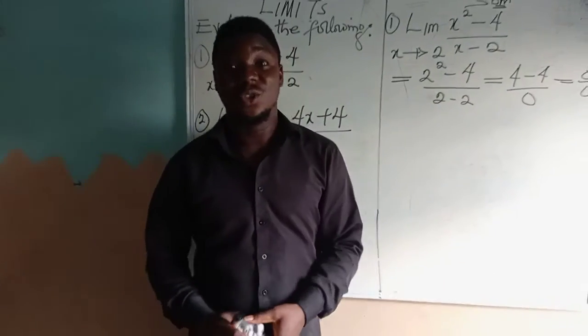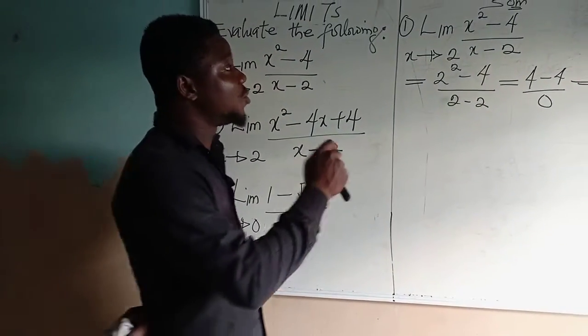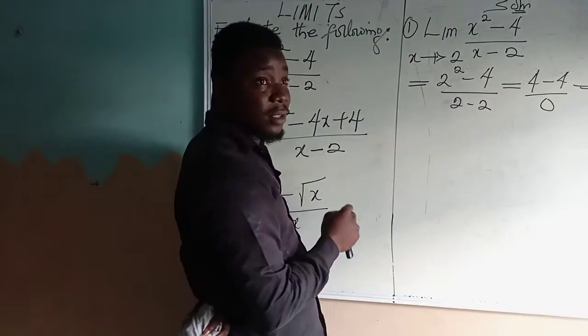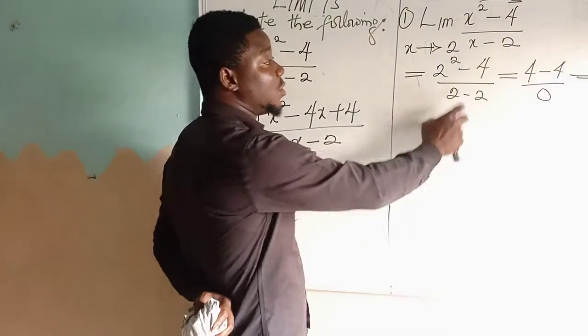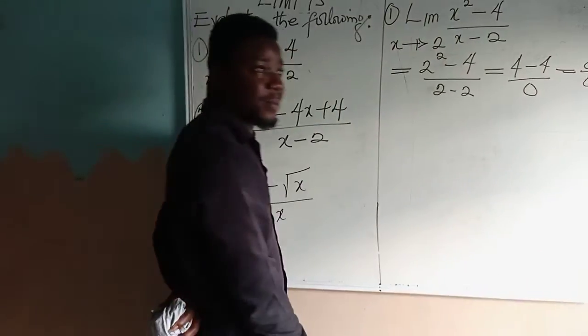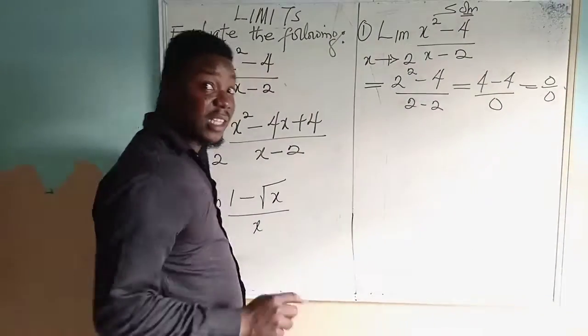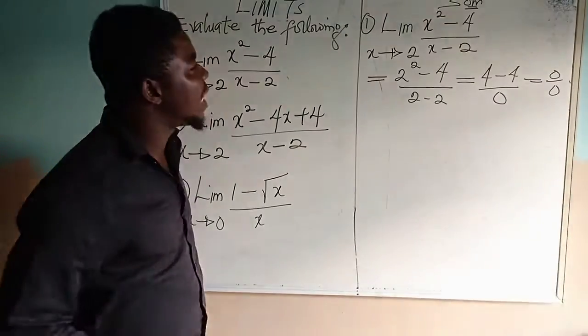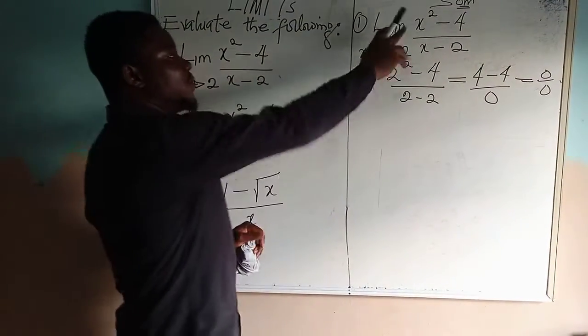In short, I do call it "do something." It means you have to first of all do something to this function before you substitute. That is in a condition whereby you have 0 over 0 after substituting directly. That is what I mean. Now, let's look at what we can possibly do to this function.